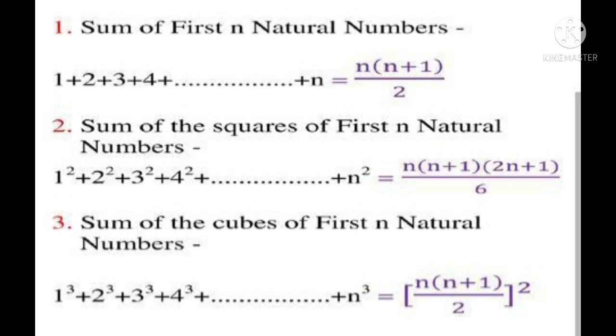Formulas for special series. First one, sum of first n natural numbers starting from 1: 1 plus 2 plus 3 plus 4 plus and so on plus n is n into n plus 1 by 2. Second, sum of the squares of first n natural numbers: 1 square plus 2 square plus 3 square plus 4 square and so on plus n square is equal to n into n plus 1 into 2n plus 1 by 6. Third one, sum of the cubes of first n natural numbers: 1 cube plus 2 cube plus 3 cube plus 4 cube plus and so on plus n cube is n into n plus 1 by 2 the whole square.